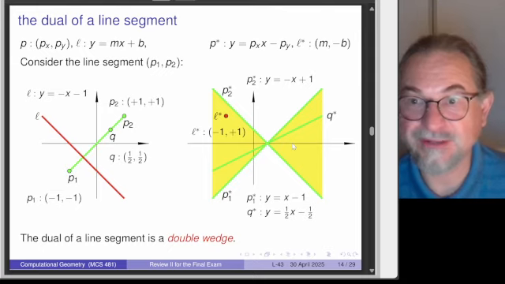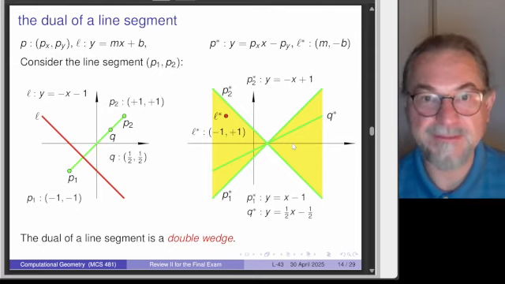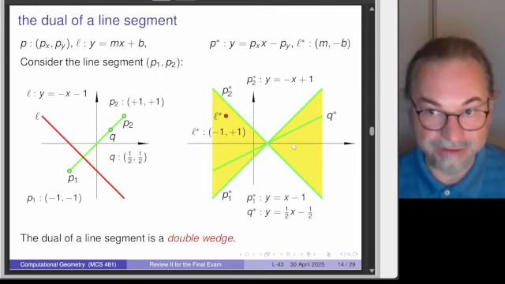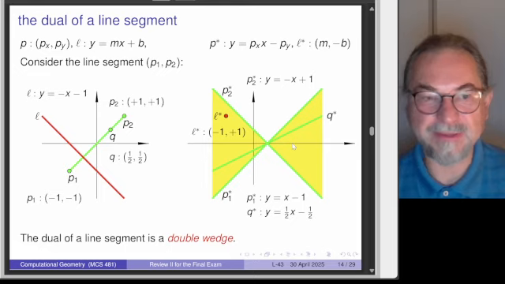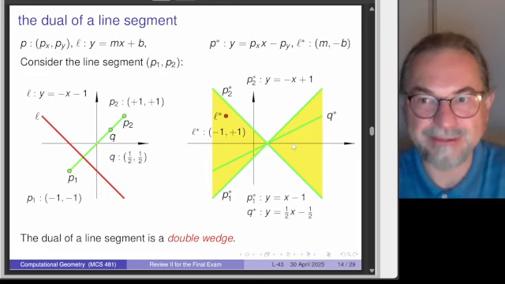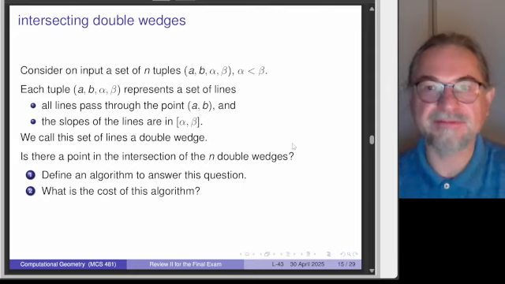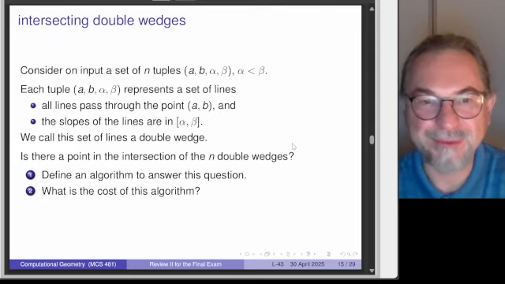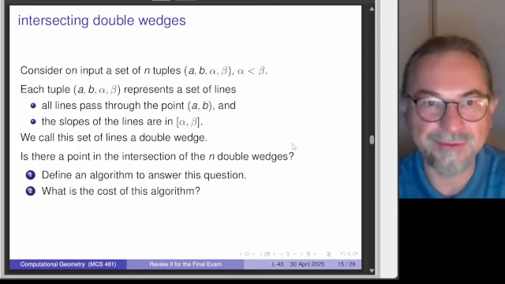Okay, so that was kind of a curiosity, an extension of the definition of what is the dual of a line segment. And then we didn't do anything with it. Well, that's kind of bad. Looks like in the course we did a lot of things that were actually not so useful.